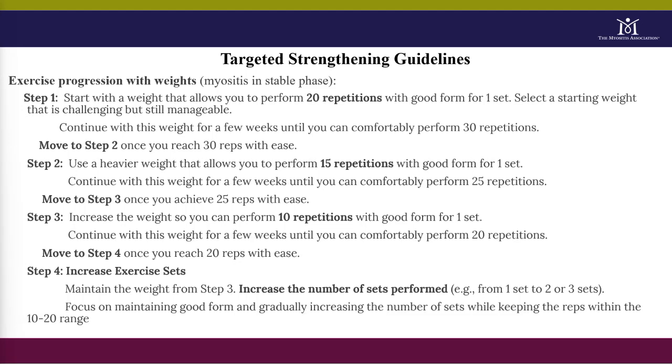Step 2 is finding a heavier weight that only allows you to perform 15 repetitions with good form for one set. Now the weight is getting higher and harder, so you're lowering your repetitions. Continue with the same weight for a few weeks until you can do 25 reps with ease. And then you move on to step 3.